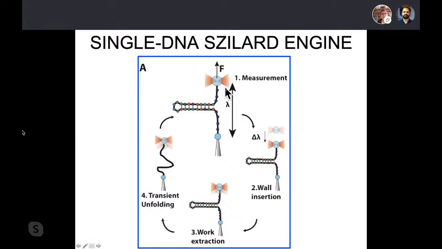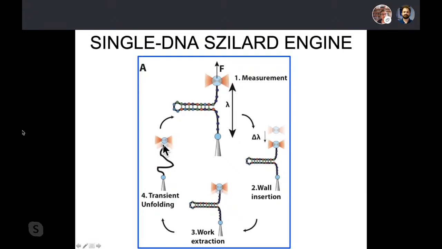And therefore, what we do is we apply a sudden movement of the trap position, delta lambda, in which we stabilize the folded state. So we reduce the force of the overall molecular construct. By stabilizing this state, it's like inserting a wall in the SZILARD experiment. And now we apply the pulling mechanism. The pulling mechanism is slowly moving the optical trap upwards to recover the original position of the optical trap that we had in the measurement.